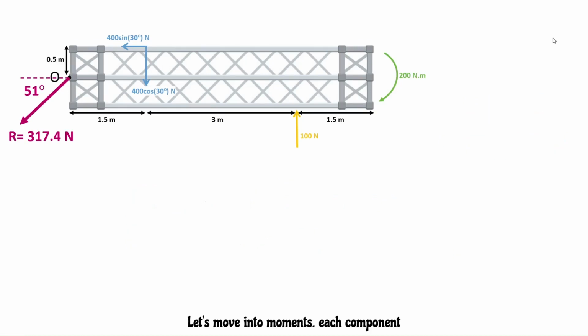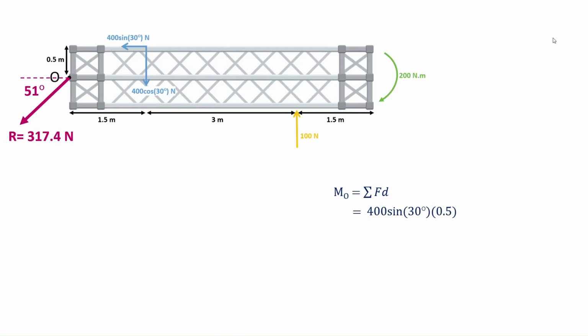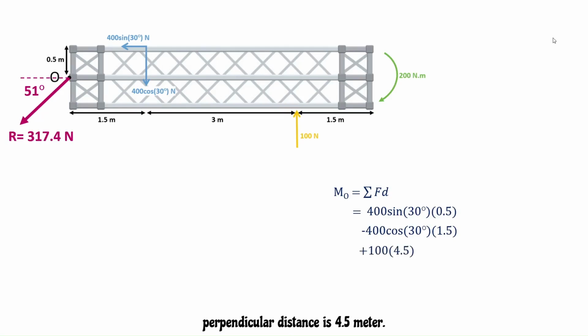Let's move into moments. Each component of the force will create a moment. Let's take a look at the x component, which is only one force. The perpendicular distance is 0.5, so we multiply the force by the distance. This will create a counterclockwise moment. Next, we look at the y components. We have two. Looking at the first force, we have a perpendicular distance of 1.5 meters. This will create a clockwise moment. Next, we look at the 100 Newton force and the perpendicular distance is 4.5 meters. This will create a counterclockwise moment.